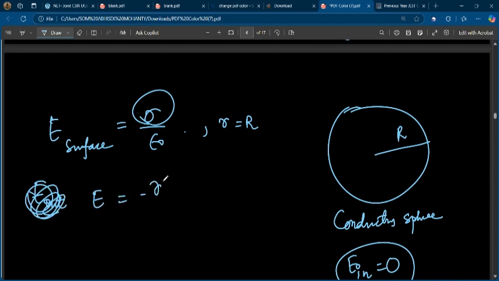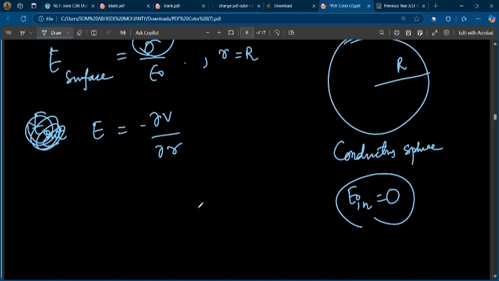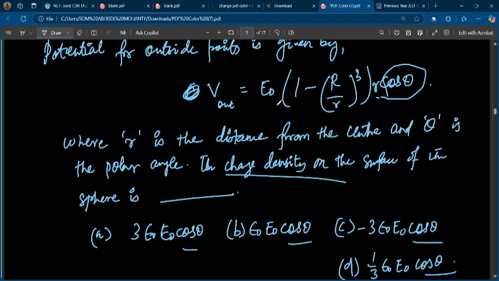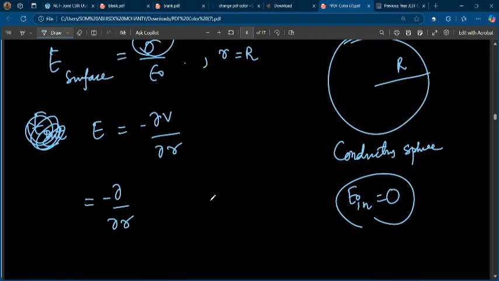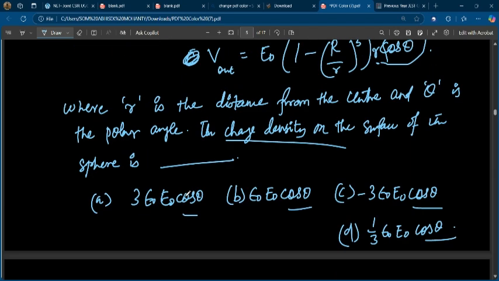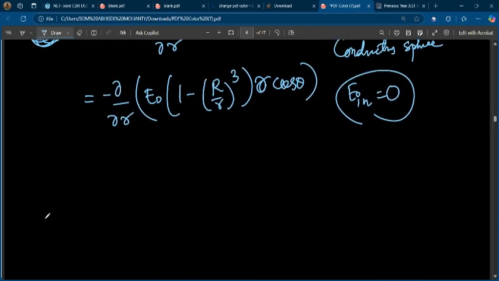E is equal to minus del V by del r, and we can equate it to this to get the expression for sigma. V is given as E naught, 1 minus R cubed by r cubed, times r cos theta. Let's take the derivative. Let's take all the constants out. Minus E naught cos theta comes out because the dependency is on r.